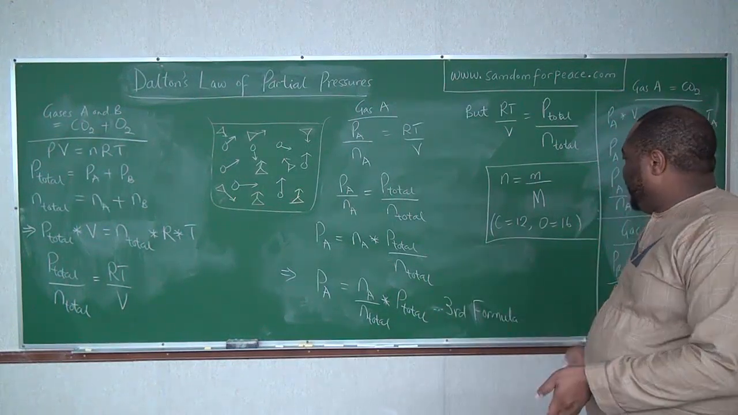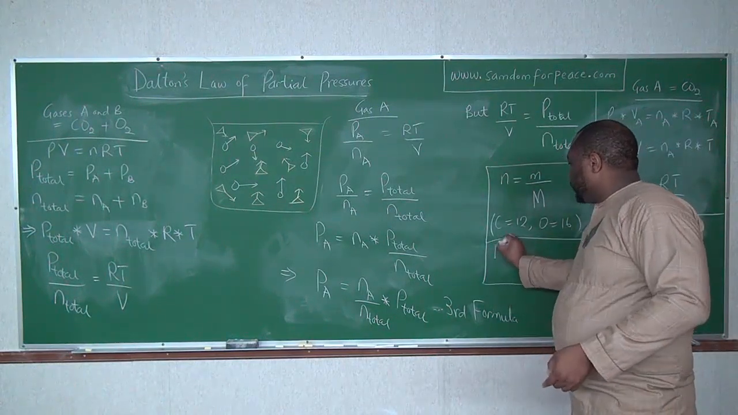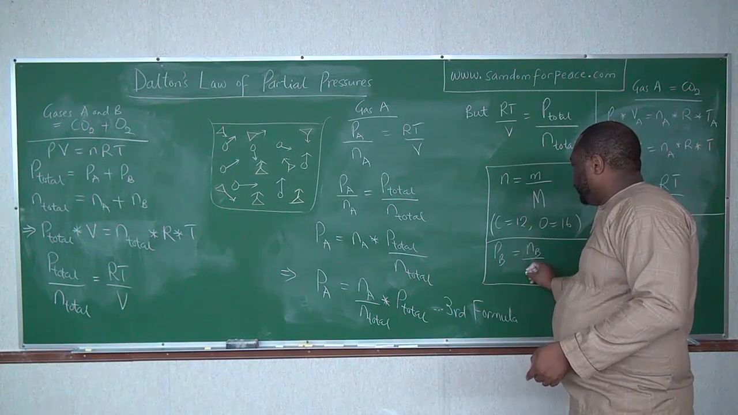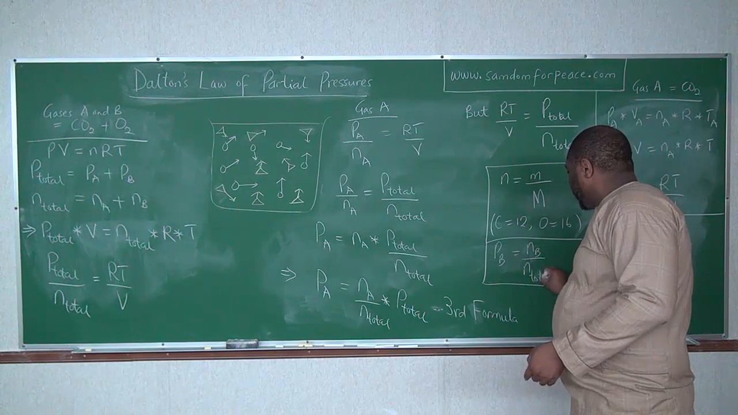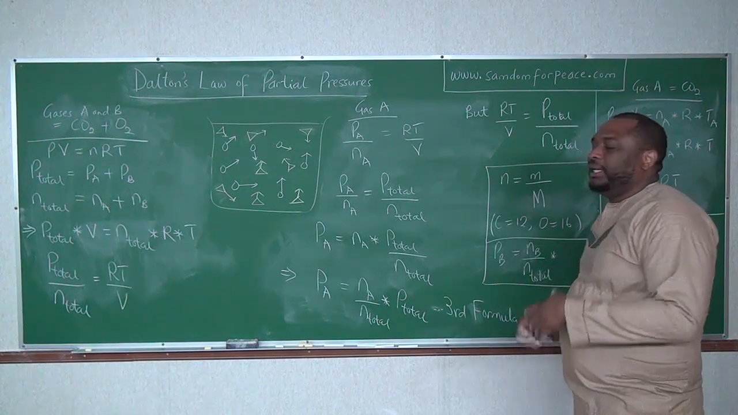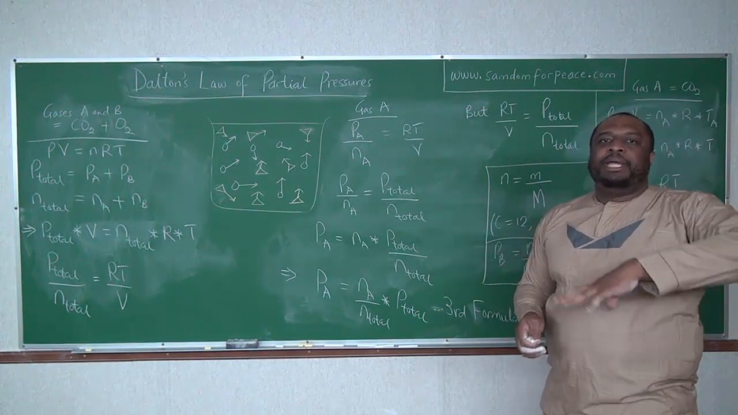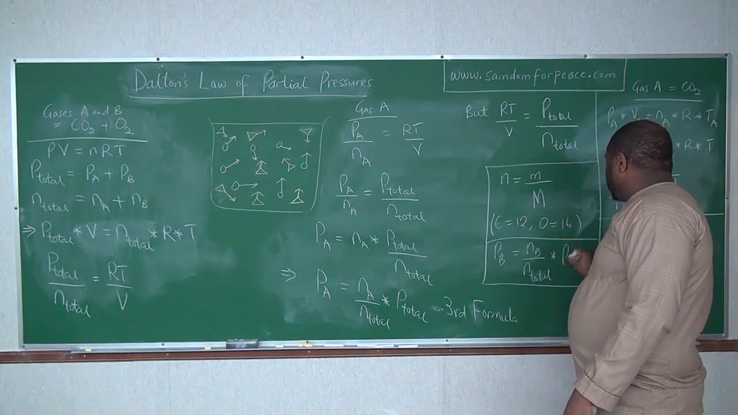And similarly, we also have that the partial pressure of gas B is the mole ratio of gas B. The mole ratio I'm talking about is the ratio of the number of moles of gas B to the total number of moles, then times the total pressure.